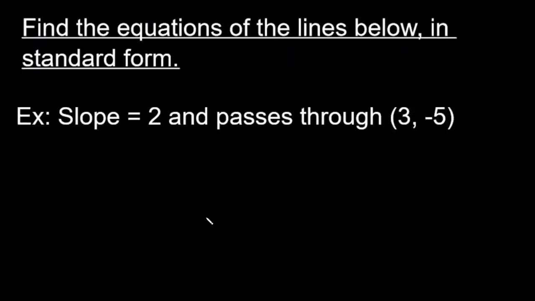Find the equations of the lines below in standard form. All right. So the slope is 2. It passes through this point here. All right, so make an equation. y equals mx plus b. They tell you m equals 2, so you plug that in for m. So y equals 2x plus b. This is like from the last lesson. You need to be able to find the equation of this line.